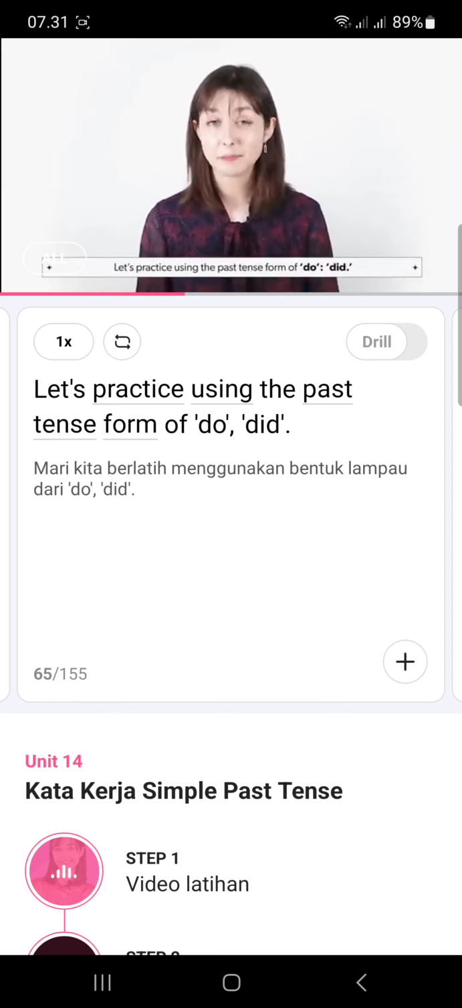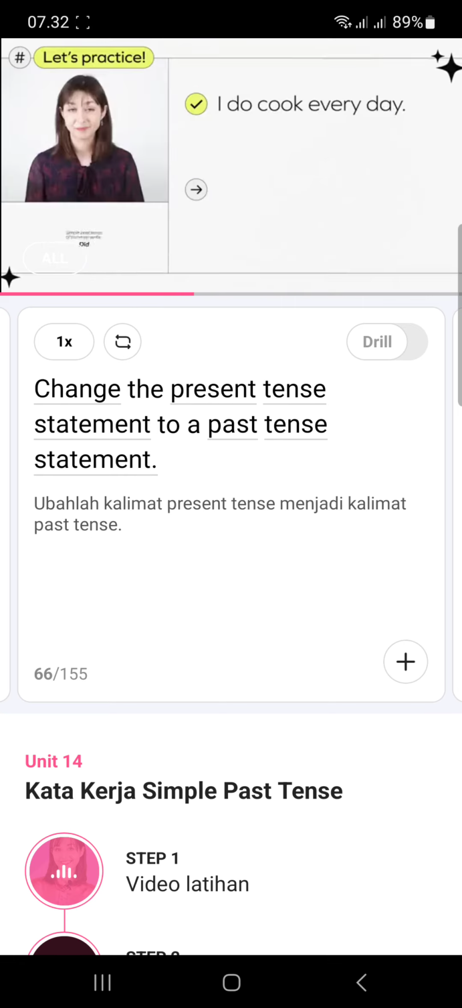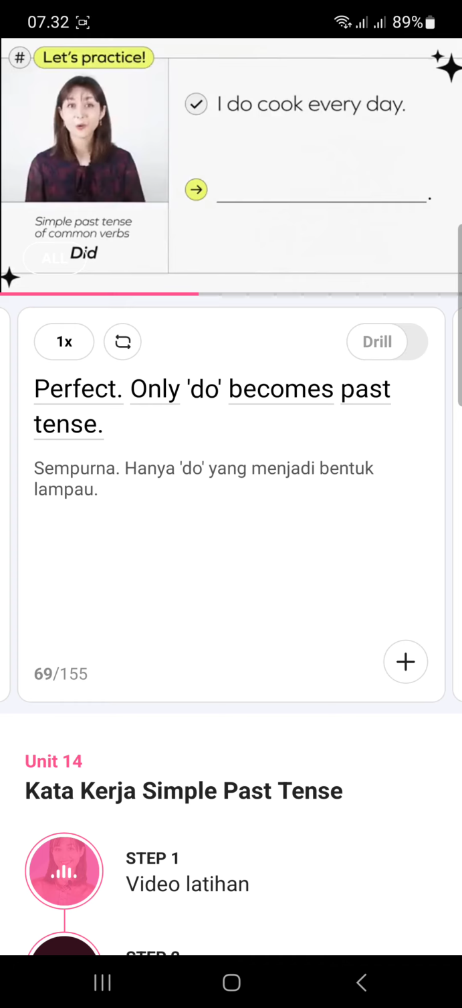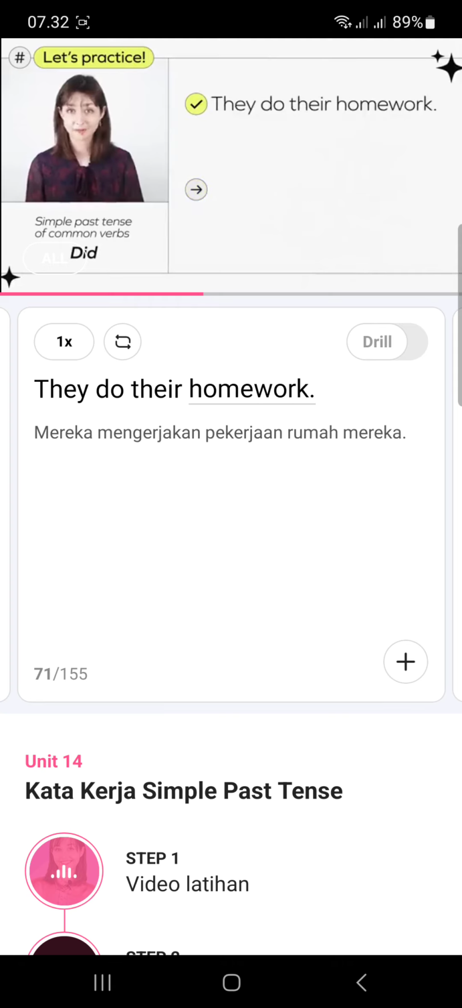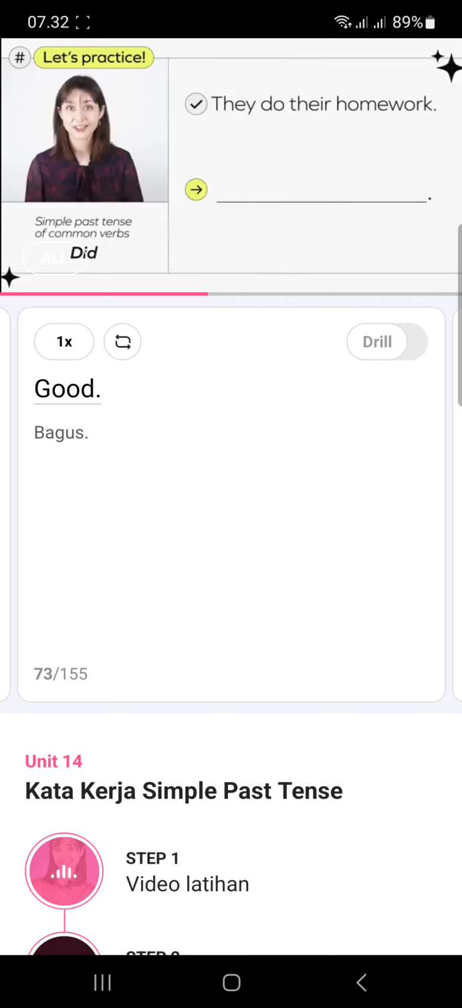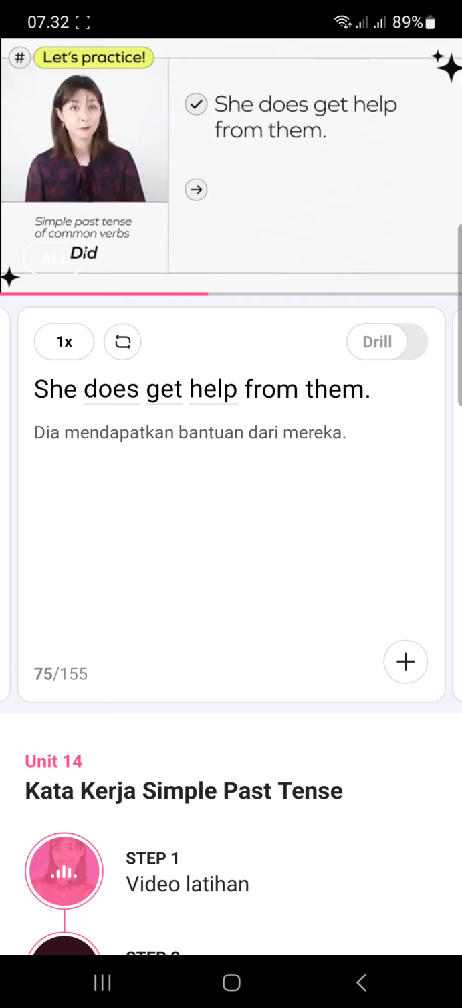Let's practice using the past tense form of do. Did. Change the present tense statement to a past tense statement. I do cook every day. Perfect. Only do becomes past tense. I did cook every day. They do their homework. Good. They did their homework. She does get help from them.